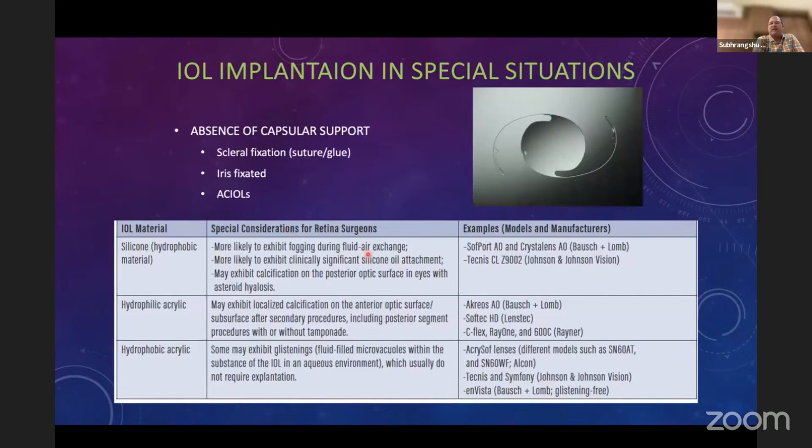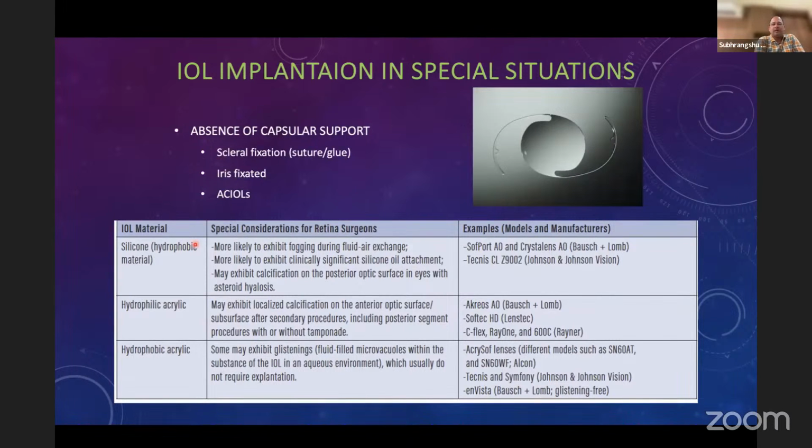Now, IOL implantation in a few special situations, like, for example, we have already discussed when there is absence of capsular support, scleral fixated lenses, which are usually made up of PMMA, can be used. Iris fixated IOLs, AC IOLs can be used.